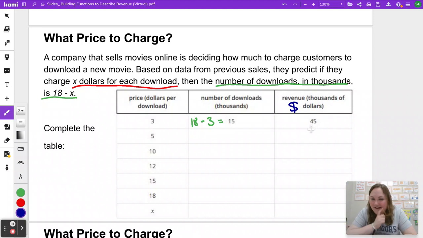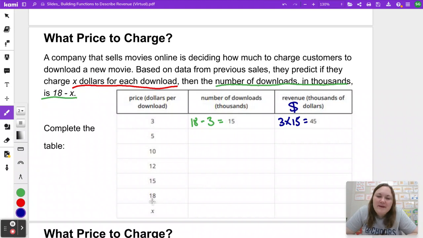They got 45 here. Can you see what math they did to get to the 45? Well, it's multiplication. We're taking the $3 for each download multiplied by the number of downloads. So 3 times 15, that gives us the 45. And so they're not making $15,000, they're making $45,000. Even better.